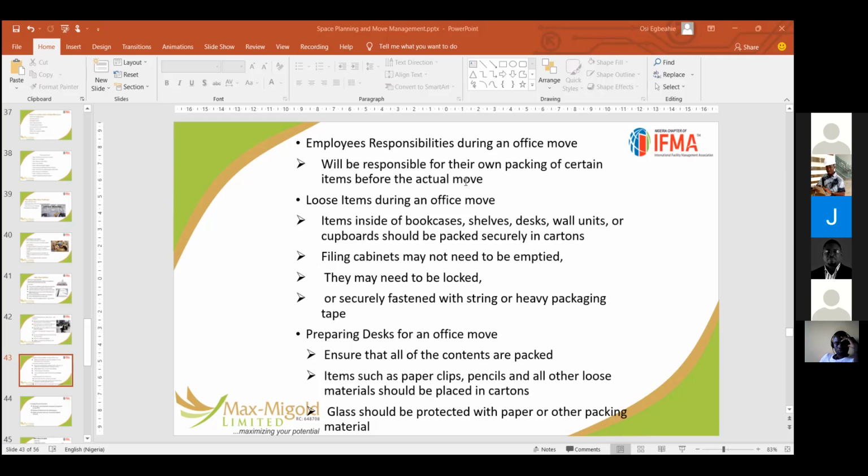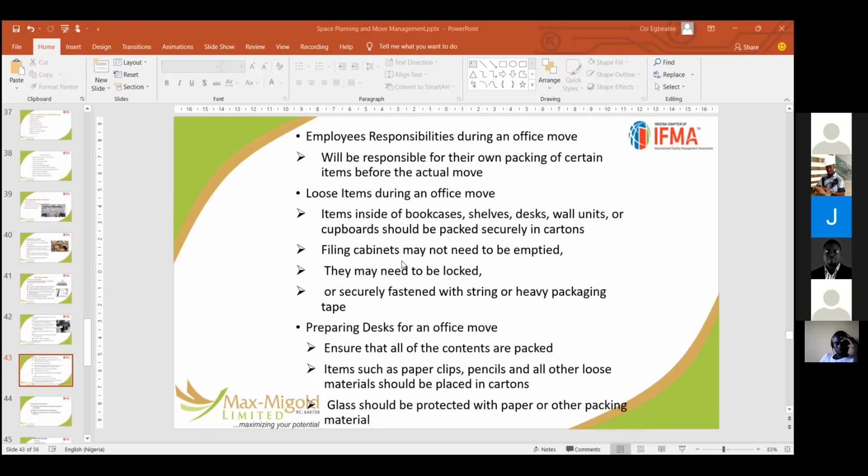Preparing desks for an office move. Ensure that all the contents are packed into the cartons that you give to them. Items such as paper clips, pencils, and other loose materials should be placed in cartons. I mentioned that glass should be protected with paper and other packing materials so that you don't run into trouble.